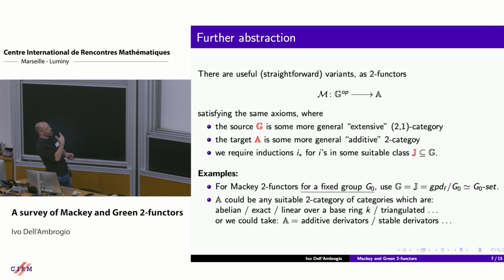Or you could change A, and A could be any suitable 2 category of categories, for example, which could be the abelian categories, exact categories, linear over some base ring K. They could be triangulated, or if you don't want triangulated categories because you don't like them, then you can take additive derivators, stable derivators. They form nice 2 categories, which are additive in my sense. And also you always stop only at the 2 level, with any of these choices. So that's fine. All right.